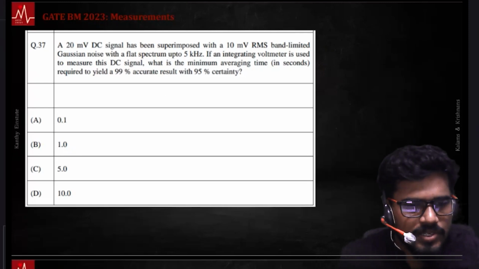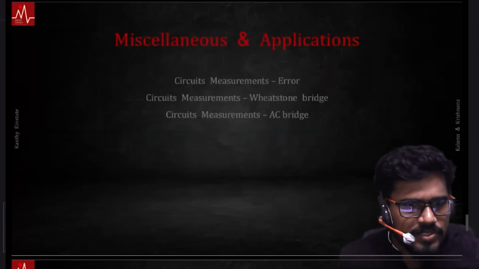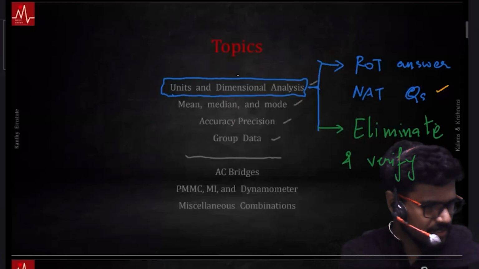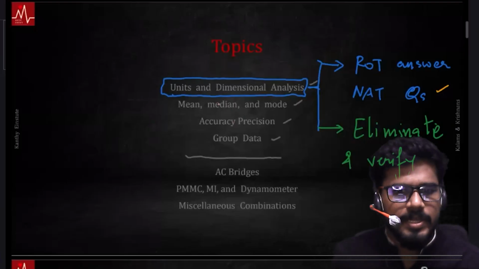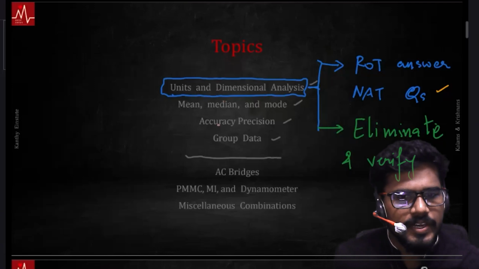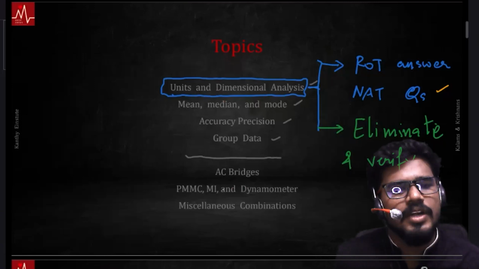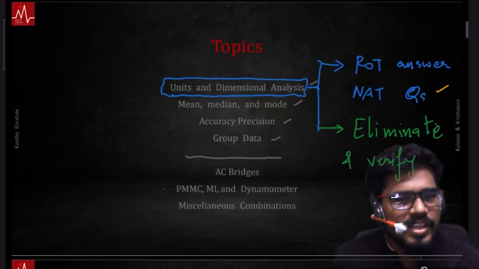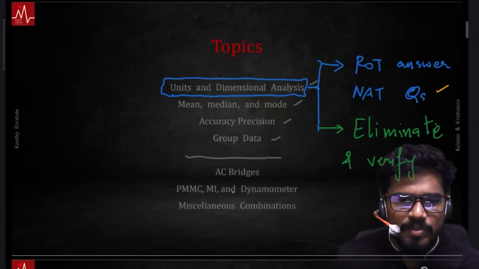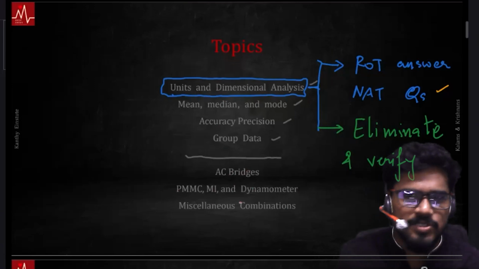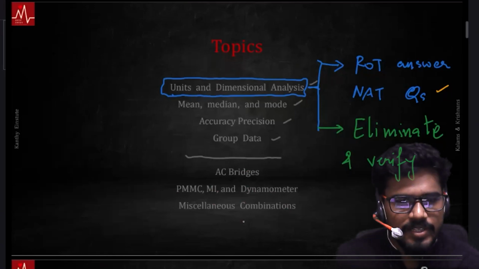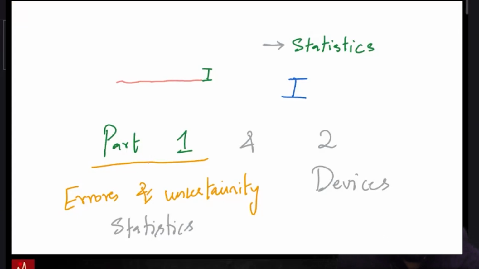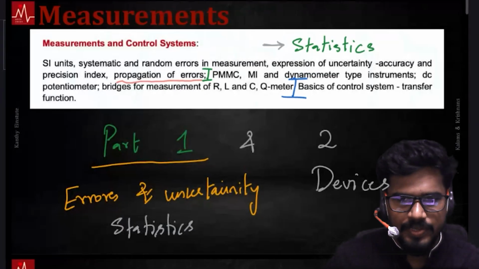Let's quickly get started with measurements. Notice in measurements, we have some topics intersecting with engineering mathematics, like this uncertainty quantification that we did. Typically every year there is a question from AC bridges, a question from one of PMMC, MI dynamometer, and then some miscellaneous combination questions. So we're going to look at the second part today, and this is part 2 of this particular measurement PYQ discussion.